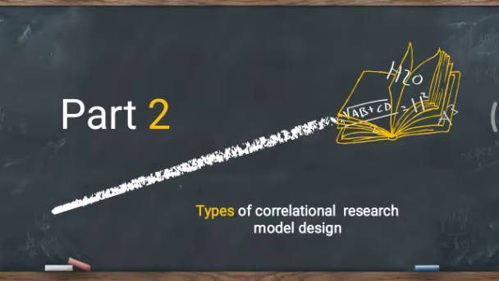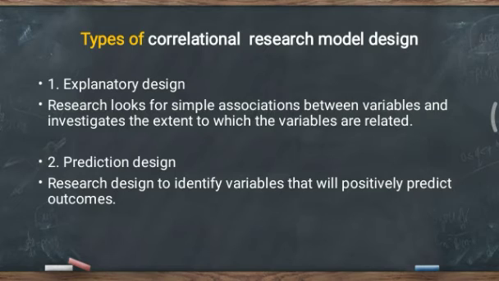And the second content is types of correlational research model design. Actually, there are two types. The first one is explanatory design. Explanatory design is research that looks for simple association between variables and investigates the extent to which the variables are related. And the second is prediction design. Prediction design is research designed to identify variables that will positively predict outcomes.